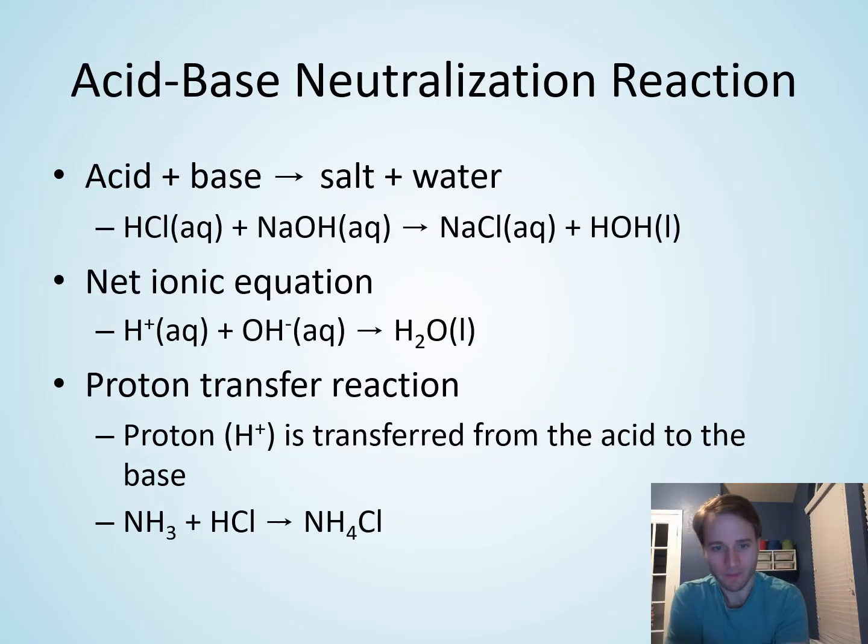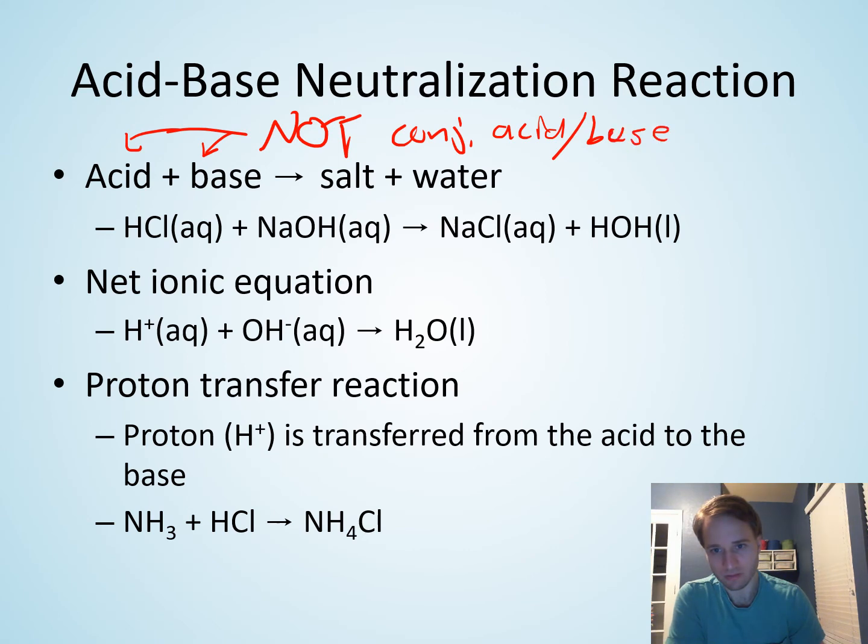Okay. And then one other chemical reaction that we're going to be talking about in this chapter is acid-base neutralization reactions. So how these work is, typically in an acid-base neutralization reaction, you have some acid reacting with some base. And note that these are not conjugate acid-base pairs. So this acid and this base are not conjugate acid-base pairs.